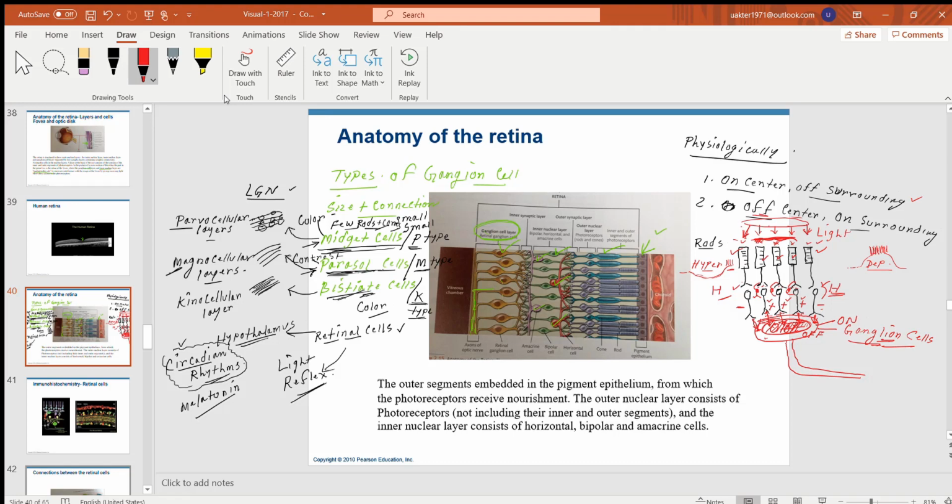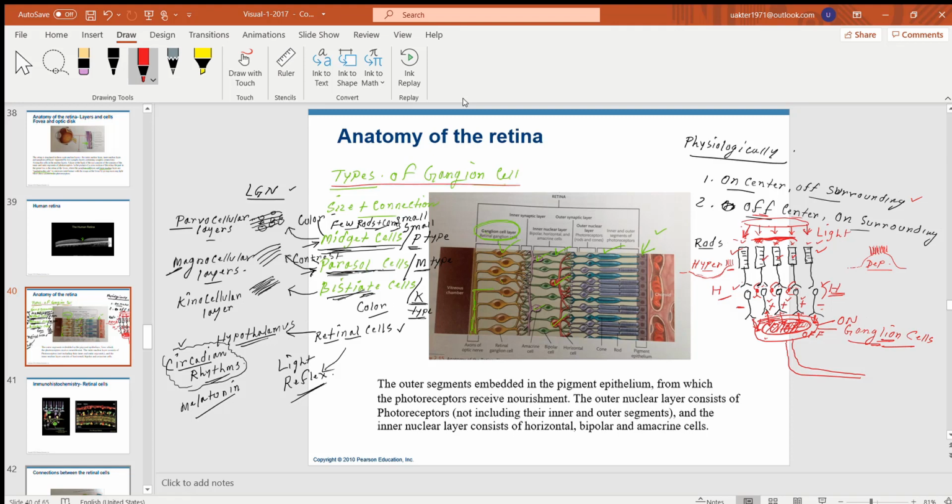Okay, remember, each ganglion cell receives input from many photoreceptors and bipolar cells. Okay, so that's how we classify the ganglion cells. Let me quickly go over.